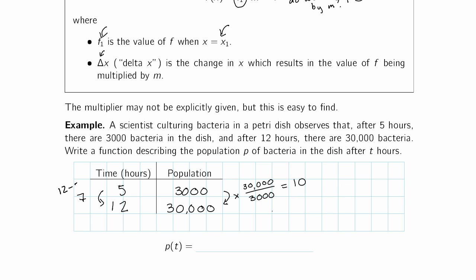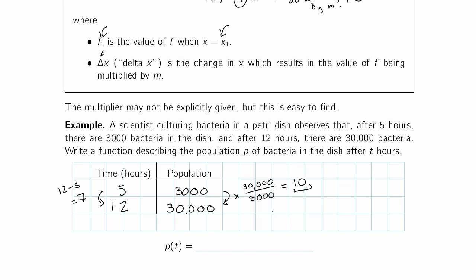How did we find the 7? That was 12 minus 5. To find how much time has passed, we just subtract the times. To find out what we multiplied by, we divide. If the population's getting smaller, we'll get a fraction less than 1. If it's getting bigger, we'll get a number that's more than 1, either a whole number or a fraction. Okay, so all we had to do to find out the multiplier was to do that division.